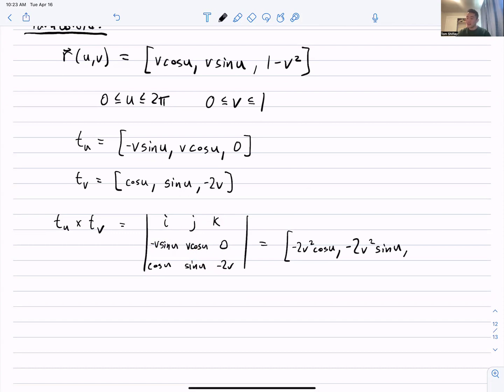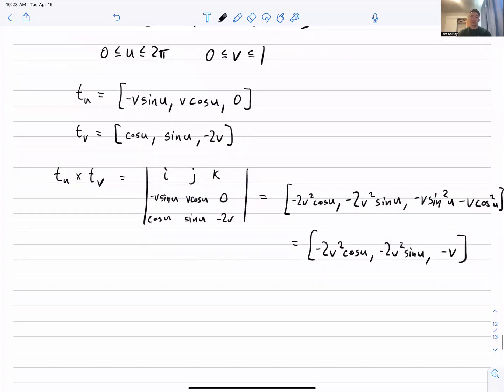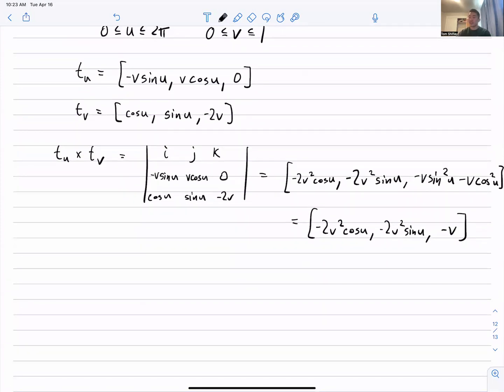And then the third component will be minus v sine squared u minus v cosine squared u. And so that just becomes minus v. So this is minus 2v squared cosine u, minus 2v squared sine u, and then minus v, because sine squared plus cosine squared equals 1. So that's our tangent vector.